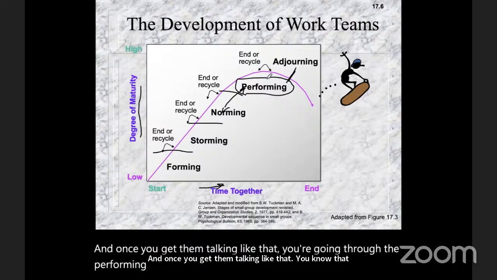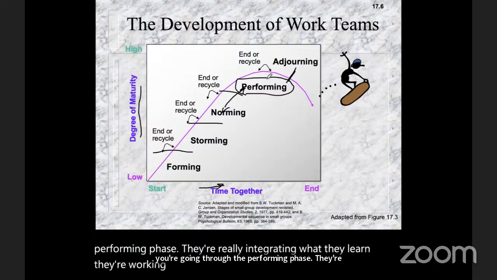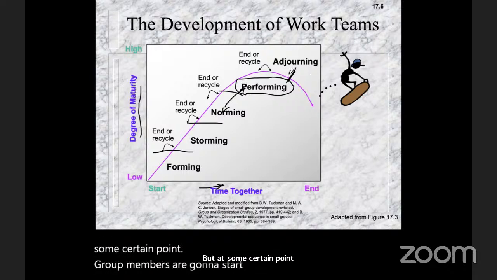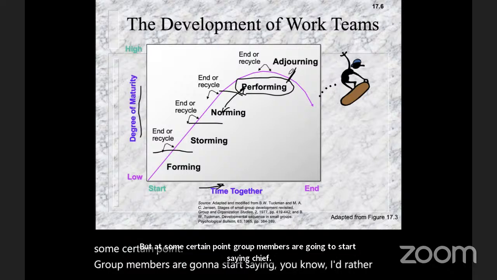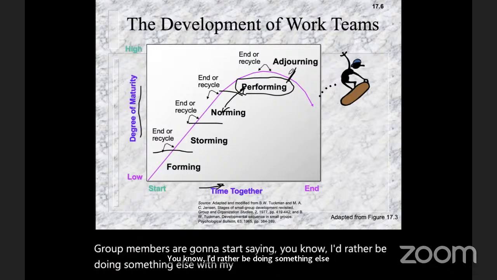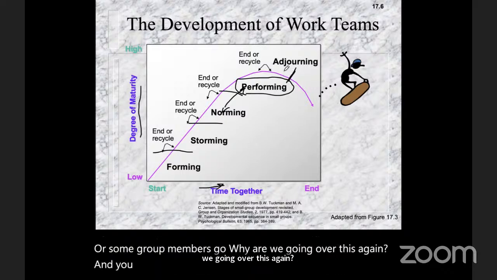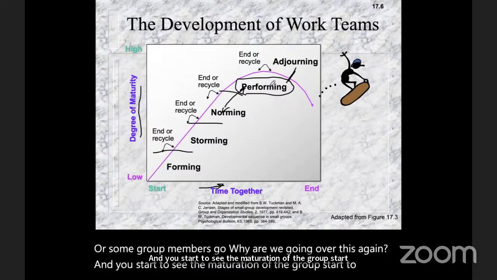They're really integrating what they learned. They're working together to further better themselves. But at a certain point, group members are going to start saying, geez, I'd rather be doing something else with my Wednesday night. Or some group members go, why are we going over this again? And you start to see the maturation of the group start to slip near this period.